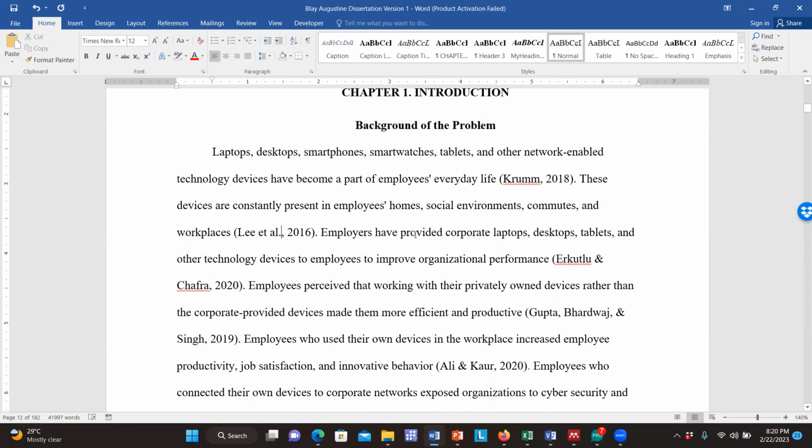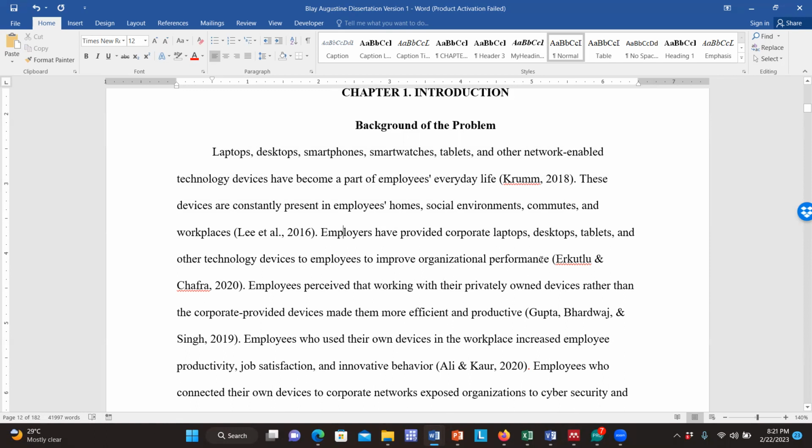Evidence. Employers have provided corporate laptops. Now, look at what is happening. Employers have provided corporate laptops, desktops, and other technological devices to employees. See the write-up. He says this is available to employees, it's part of their daily lives. And now he's saying that these devices are constantly present in employees' homes, right? Now watch. Now employers have provided what? These same tablets and whatever to employees, to improve organizational performance.